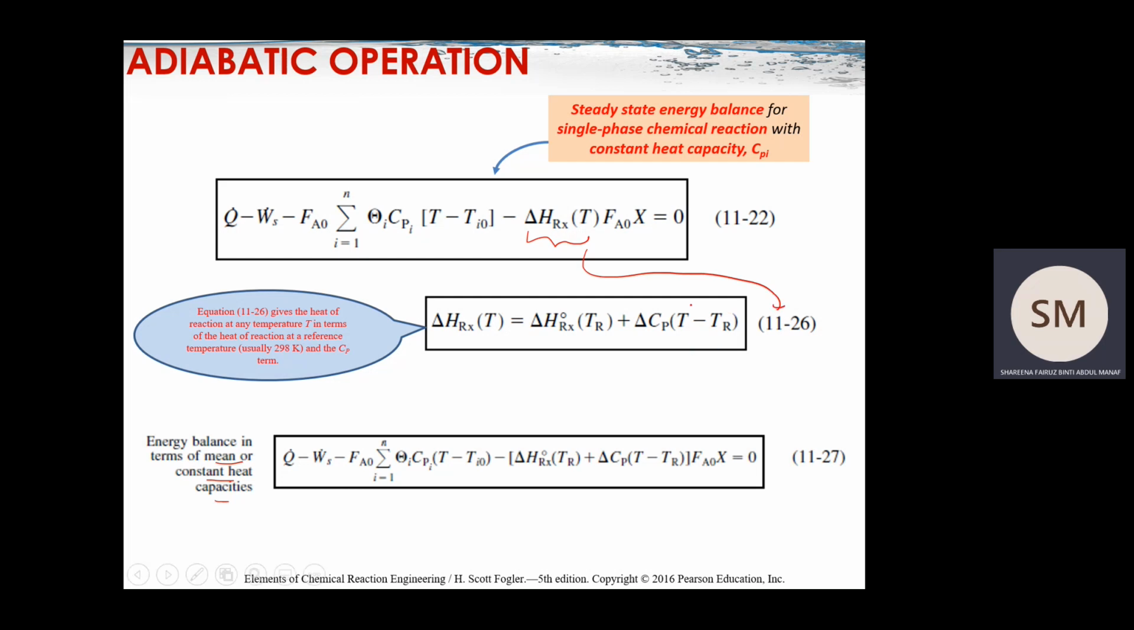So this is for adiabatic operation. This would be the assumption: steady state energy balance for single phase chemical reaction with constant heat capacity. If you can see, this is equal to 0, which means it is a steady state.